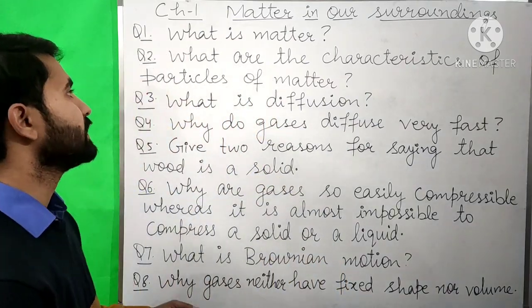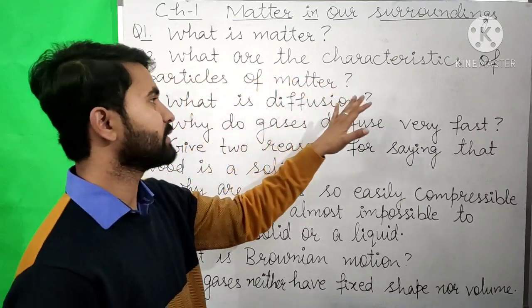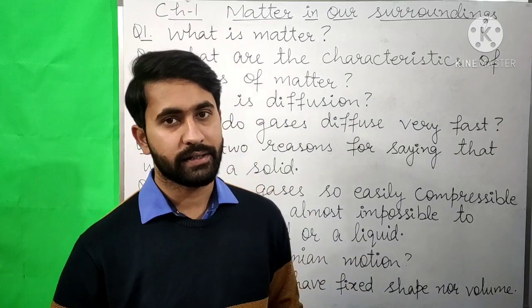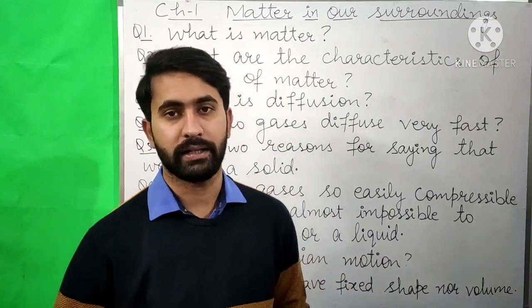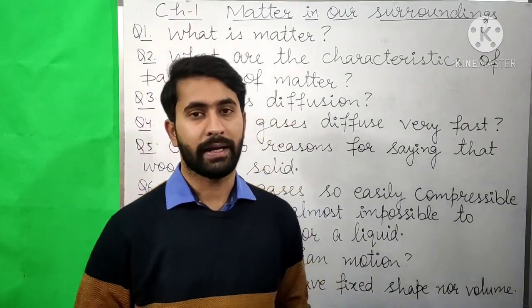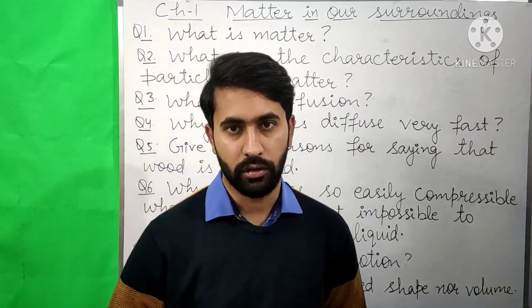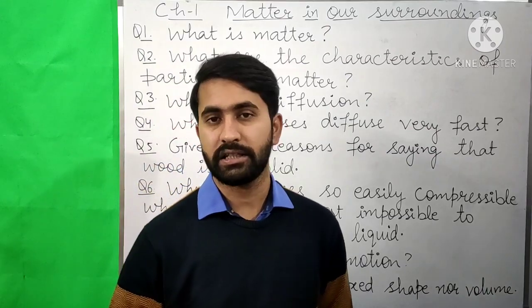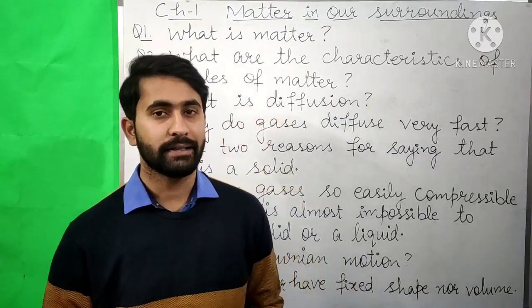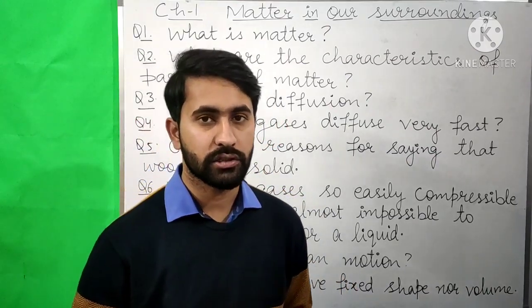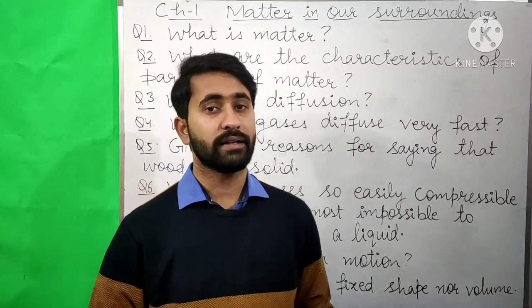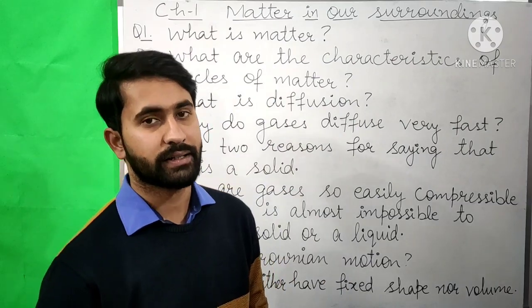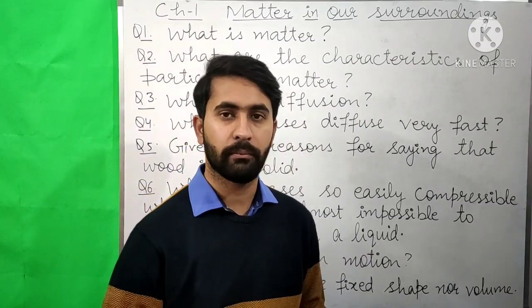Now question number two is, what are the characteristics of the particles of matter? The particles of matter are very small, and the particles of matter have spaces between them. Particles of matter attract each other, and the particles of matter are constantly moving. So these four are the characteristics of the particles of matter.